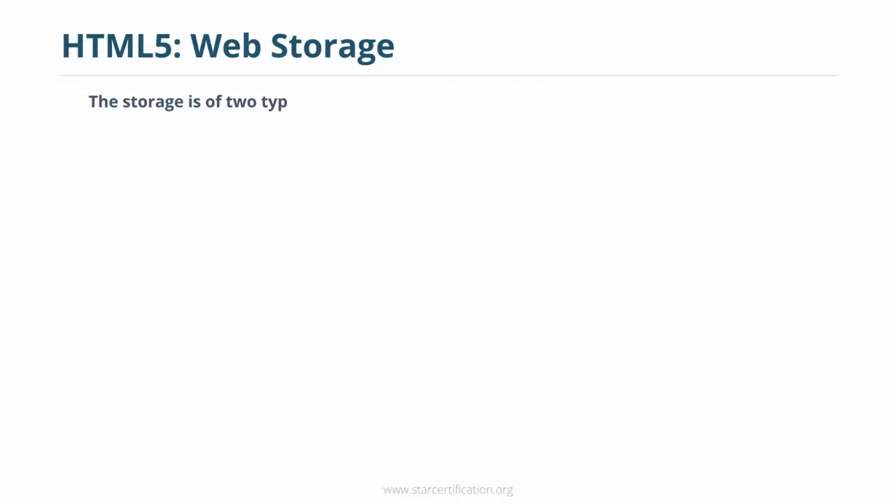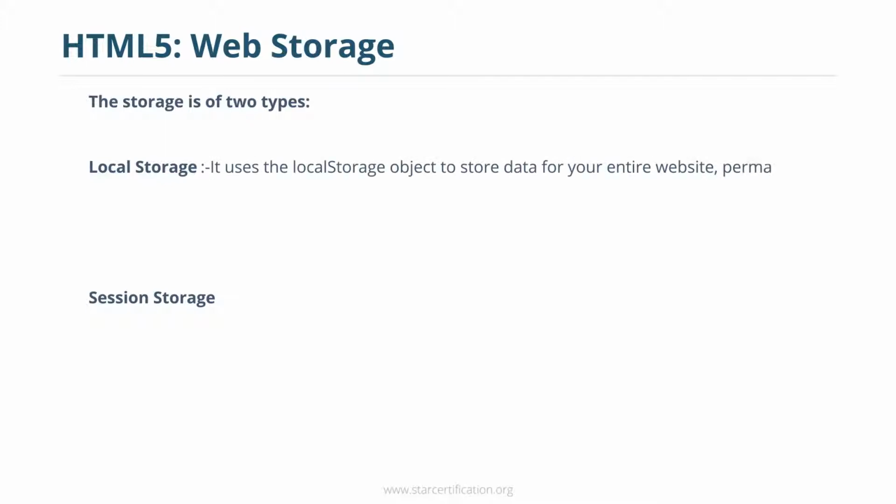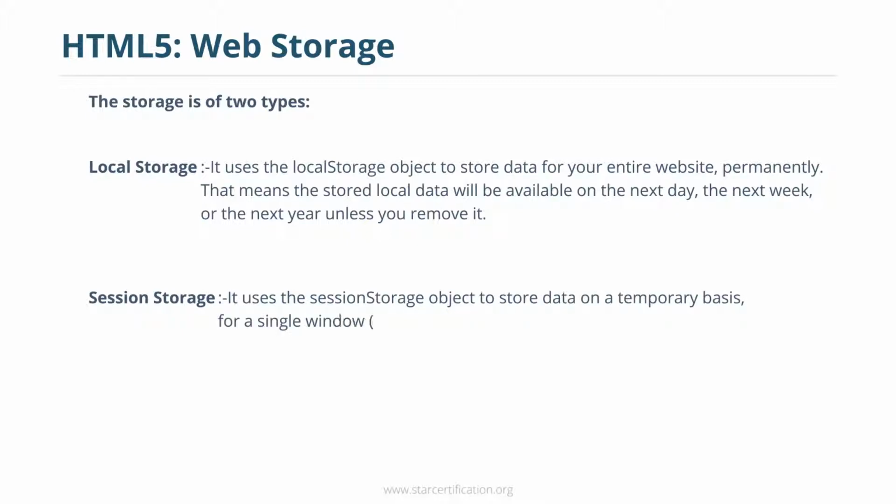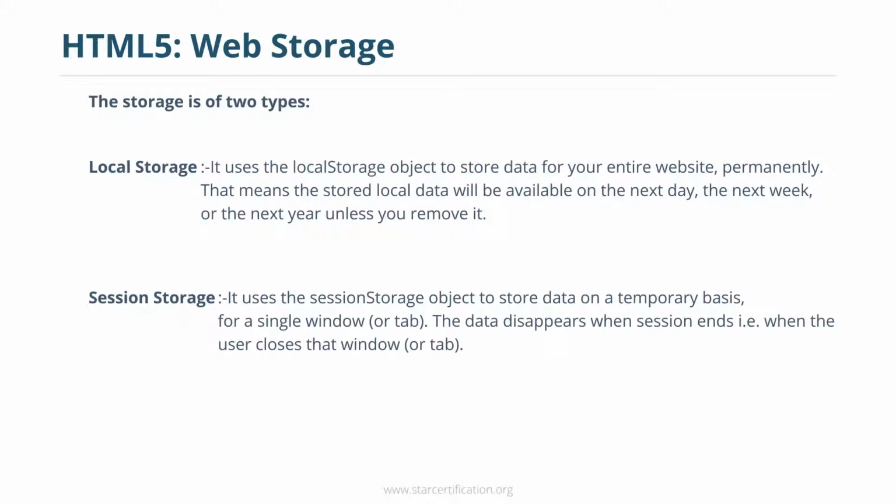There are two types of storage: local and session storage. Local storage uses the localStorage object to store data for your entire website permanently. That means the stored local data will be available the next day, the next week, or the next year, unless you remove it. Session storage uses the sessionStorage object to store data on a temporary basis for a single window or tab. The data disappears when the session ends, for example, when the user closes that window or tab.